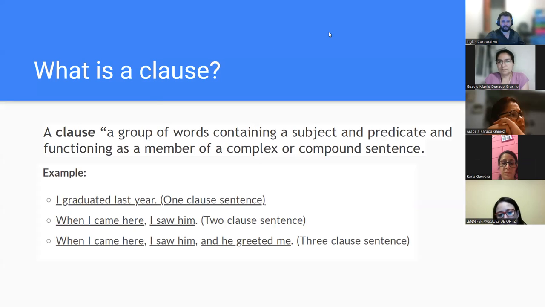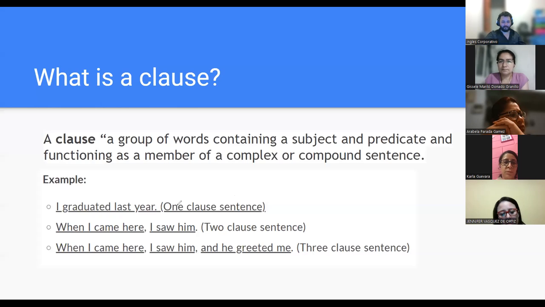For example, we have, I graduated last year. How many clauses do we have here? One. We only have one. When I came here, I saw him. How many clauses do we have here? Two. And how many sentences do we have? One sentence, separated by the period, and we have two clauses, okay?